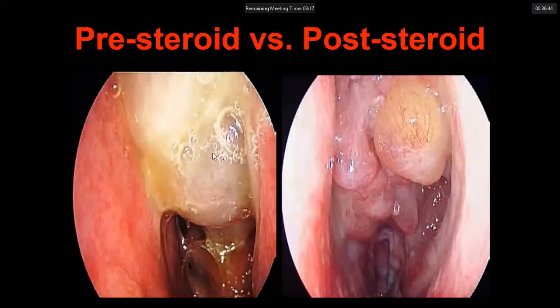So look here, the patient has been given steroid. This is the pre-steroid image, and this is post-steroid. You can see the cavity. There are no secretions, the size has regressed, the cavity has become larger, and the patient is able to breathe easily. But you should know, and the patient should know, that this will recur.